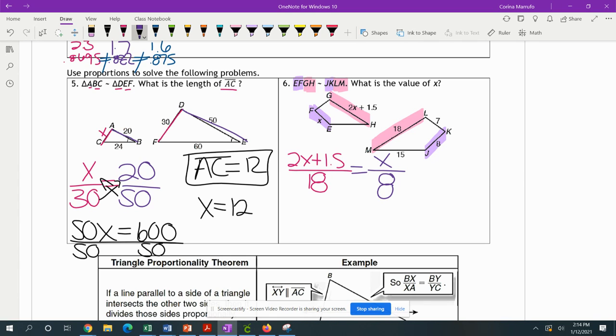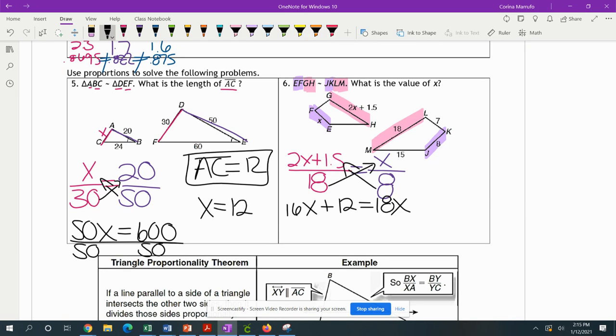Okay, so then from there, we're ready to cross multiply. So we take the 8 and we multiply it times the 2x plus 1.5. So not only do we have to multiply it times the 2x, which gives you 16x, we also have to multiply it times the 1.5, which gives us 12 equals. We take the 18 and we move it to the top, so it is equal to 18x.